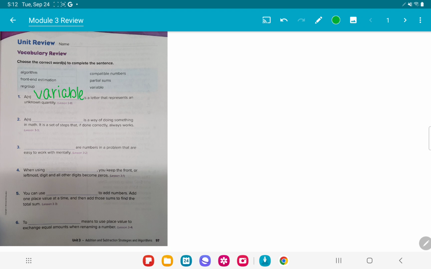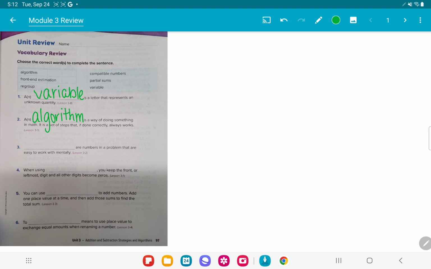Number 2, a blank is a way of doing something in math. It is a set of steps that, if done correctly, always works. That's an algorithm. We have a lot of different strategies we can use to solve problems, but we can always go back to the standard algorithm to follow that specific set of steps. And when we do it correctly, it will work all the time, no matter what the numbers or the problem are.